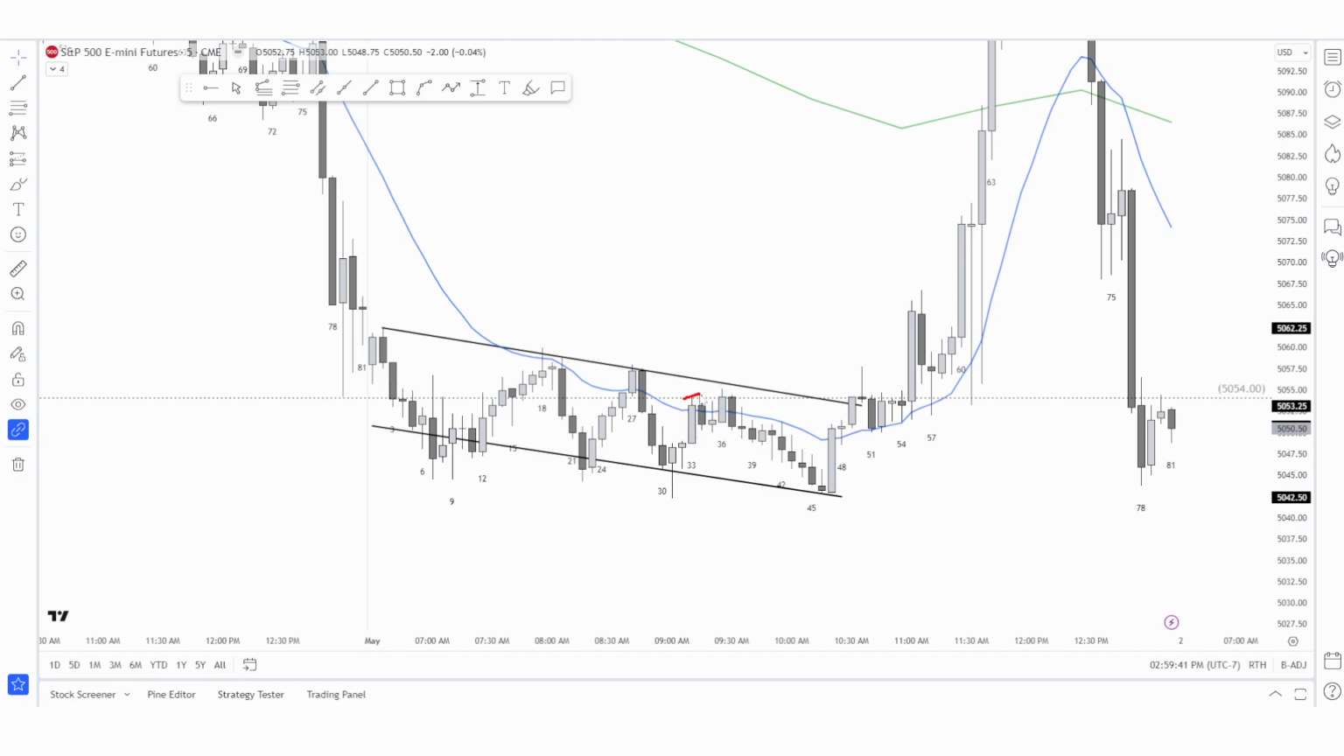33 is a push higher, it pulls back. 34 is a push higher, pull back. 36 is a push higher, 2-bar reversal with 37. The market channels lower. This creates a wedge here. I was actually buying these bars.